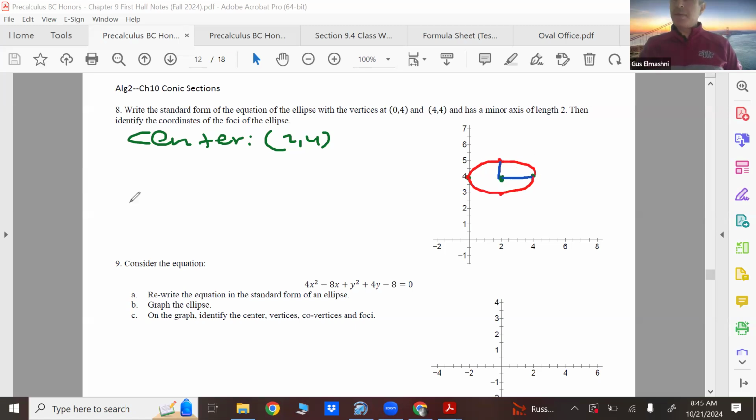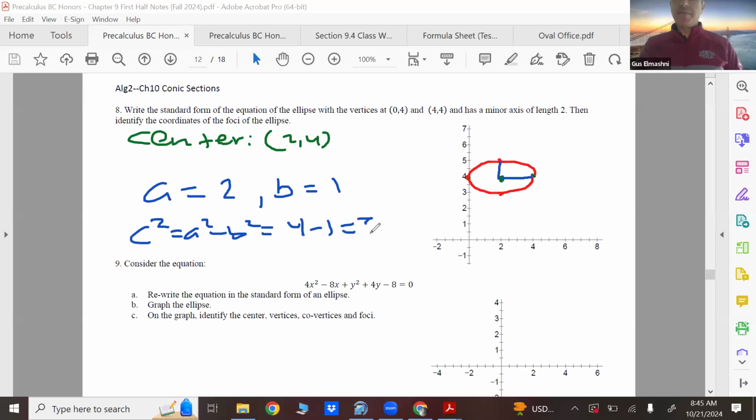Does that make sense? What's your A value and what's your B value? You guys should know this. A is 2, and B is 1. Okay. So C squared has to be A squared minus B squared, which is 4 minus 1, which is 3. So C is root 3.